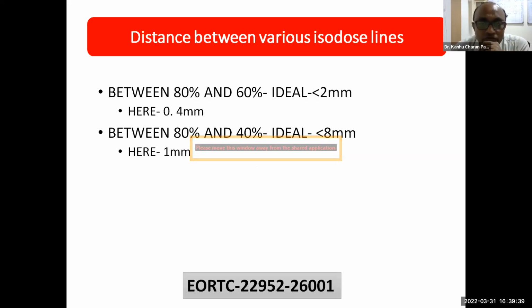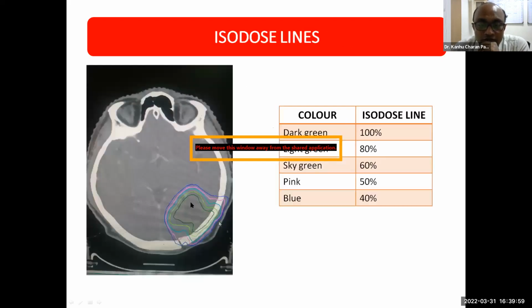And again, we have to see more and more dose gradient. Between the 80% and 60% isodose it should be less than 2 mm. Between the 80% to 40%, you can see less than 80 mm. So these are the things we can go ahead and see in each and every plan of SRS. So this is the thing we can calculate.